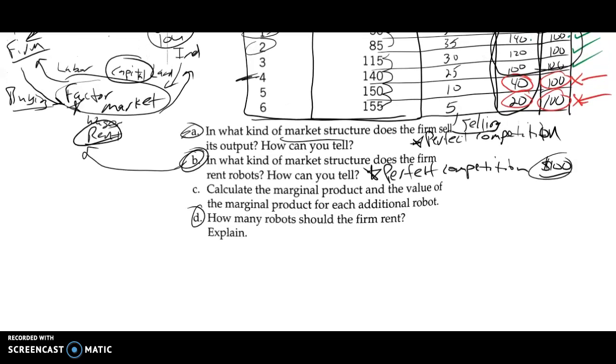So if we scroll back down, it says how many robots should the firm rent? Well, we calculated these two columns. We should rent 4 because 4 is where the MFC equals the MRP. In other words, the cost is not greater than the extra benefit.